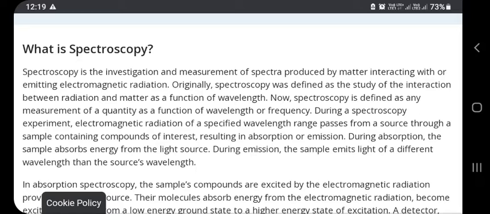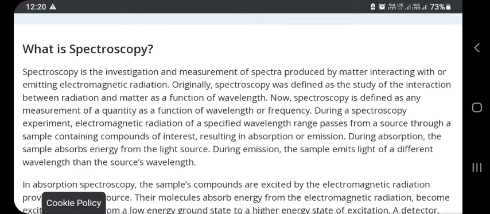Generally, spectroscopy is used to determine the radiation of a particular system, the light utilized, and the interaction between the radiation with the matter. When you represent it as a function of wavelength, it is called spectroscopy. So, spectroscopy is defined as any type of measurement, qualitative or quantitative, as a function of wavelength or frequency of a particular light.